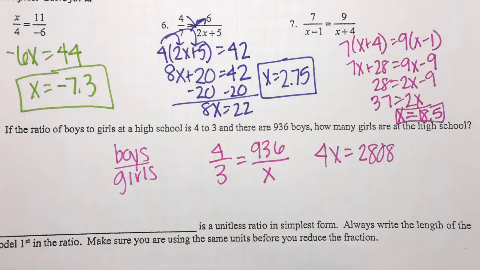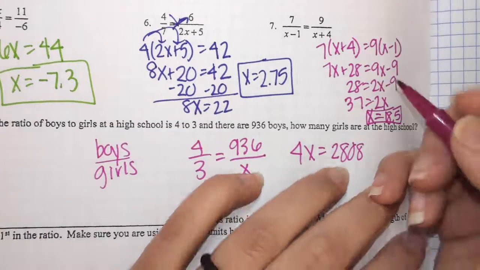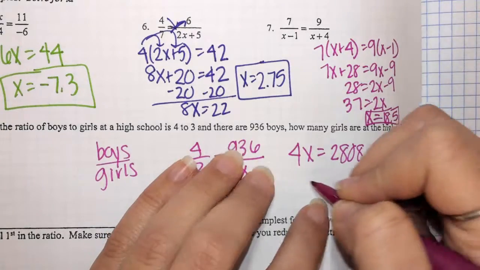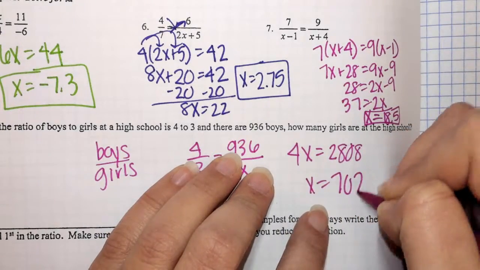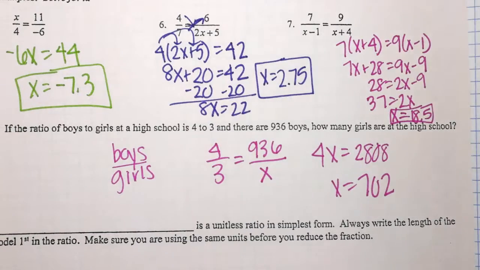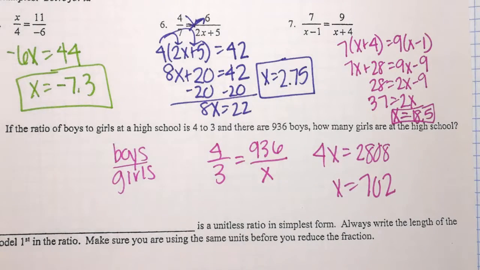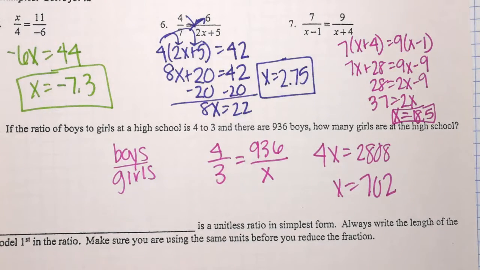All right, Cole, tell me what you got, baby. What? 702. All right, guess what you have for homework tonight? Nothing.